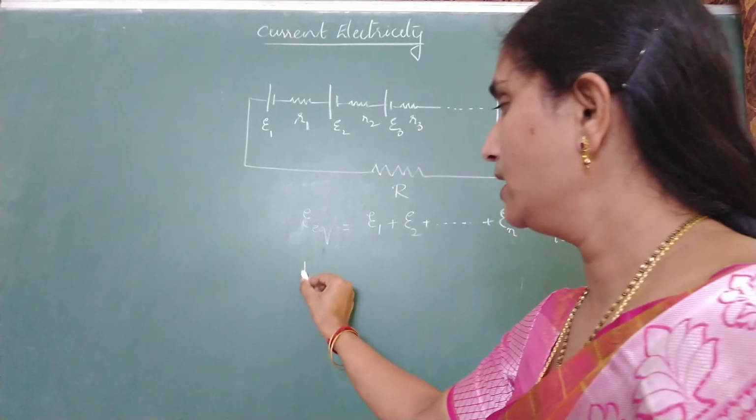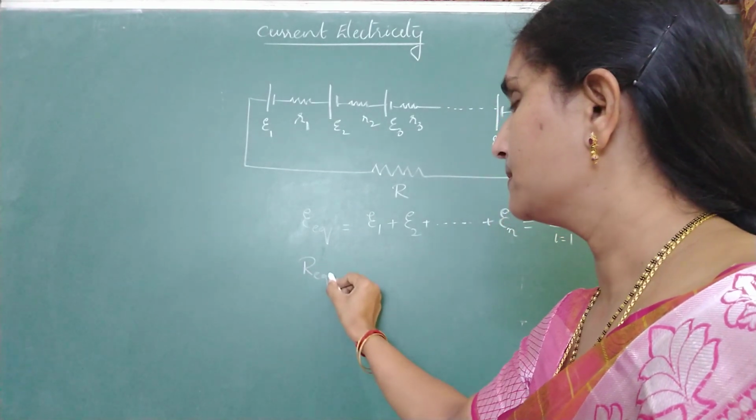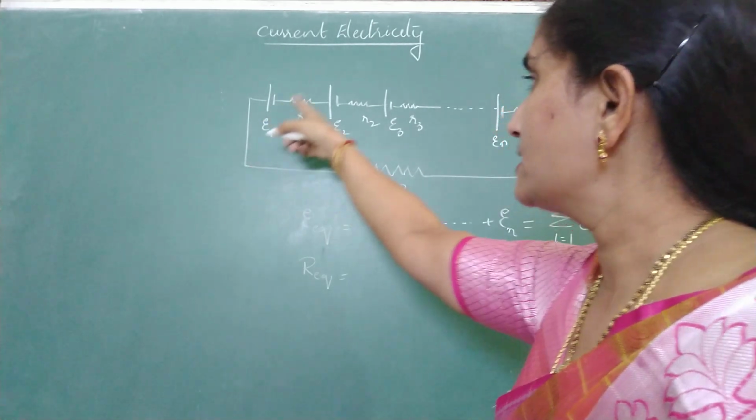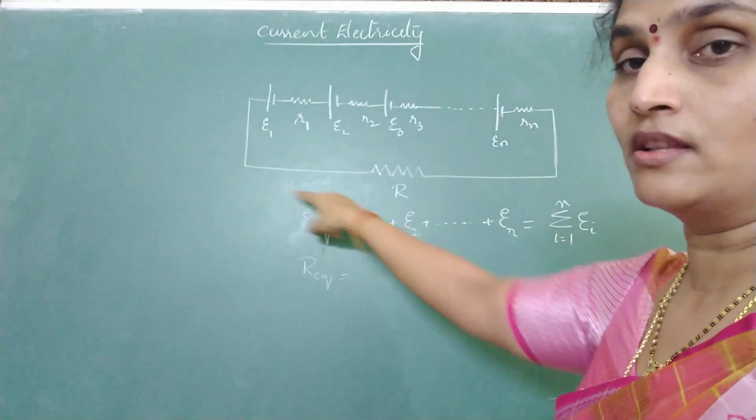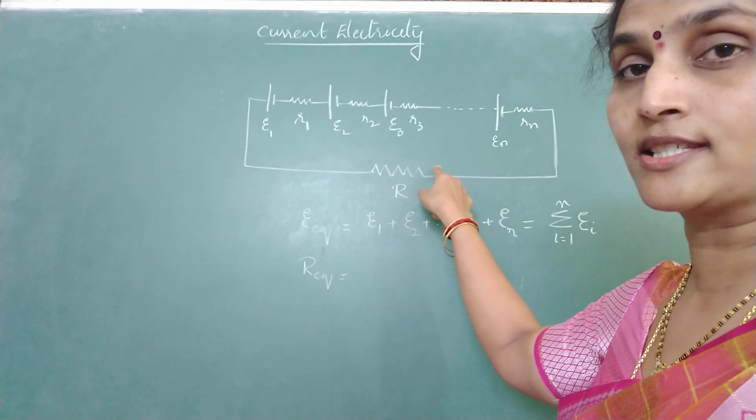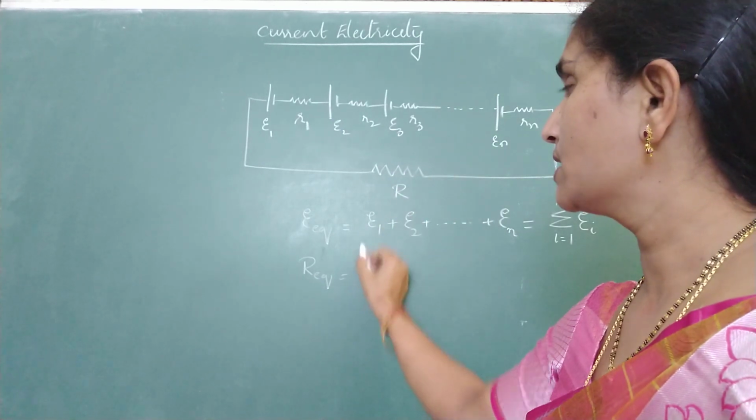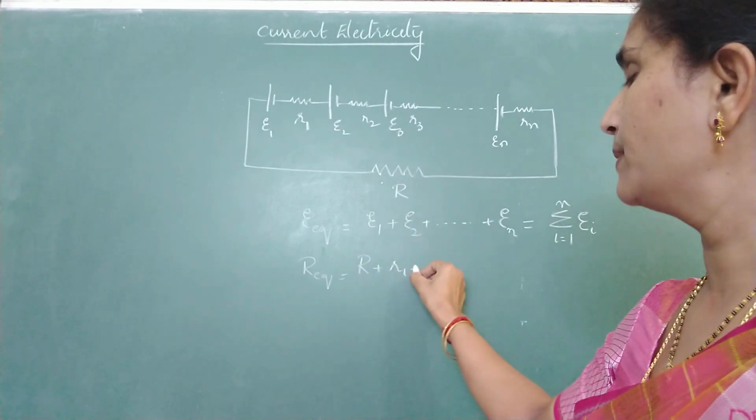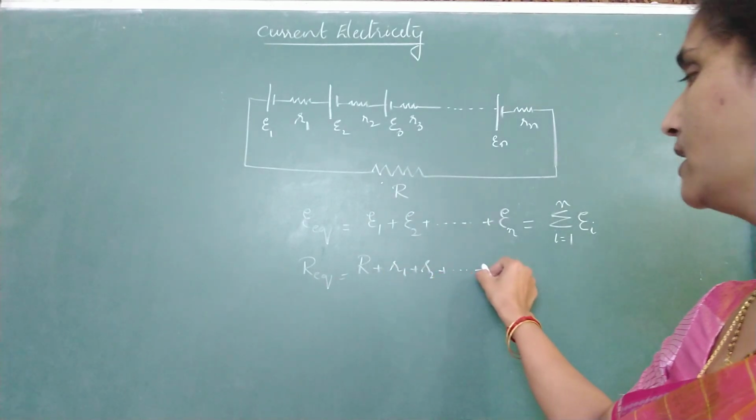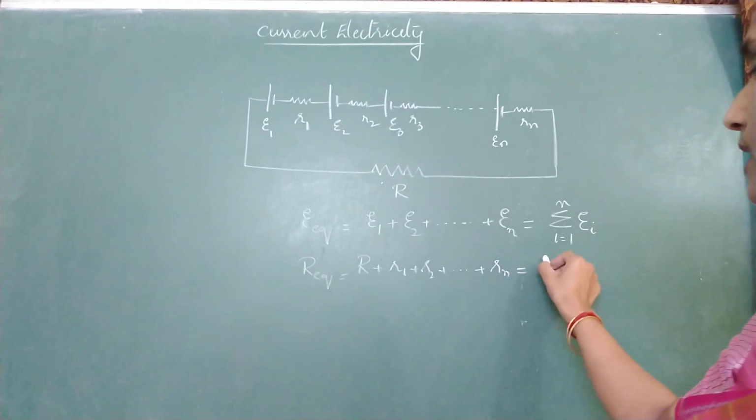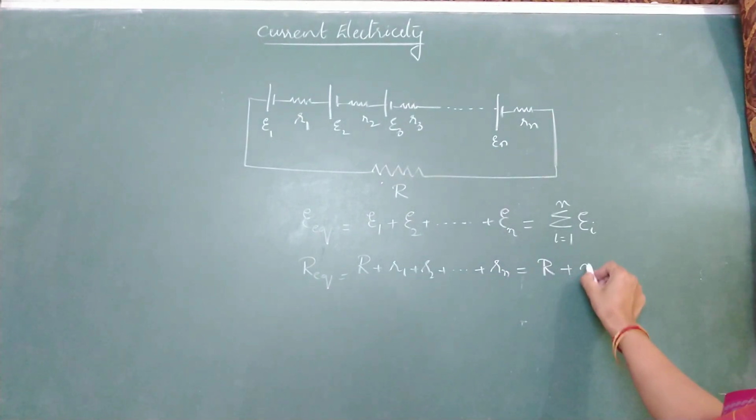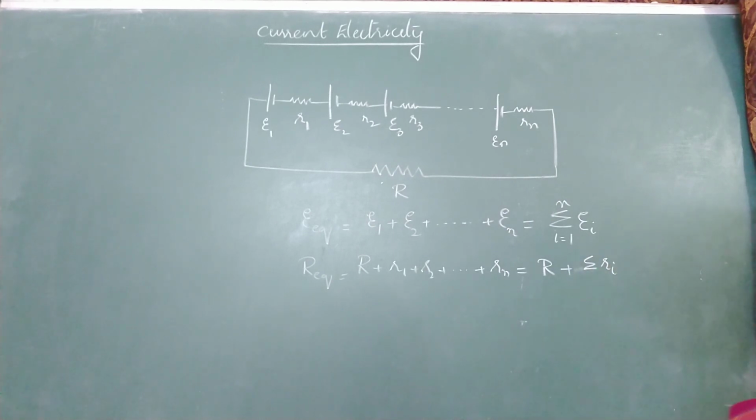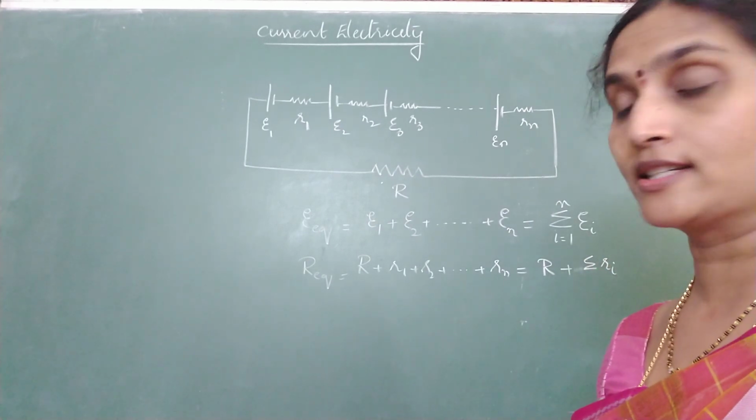Then what will be the total resistance of this combination? The external resistance is capital R and all these resistors are connected in series. So in this closed loop, if you add all the resistances, the total resistance becomes external capital R plus R1 plus R2 and so on up to Rn. That is capital R plus sigma of Ri, the sum of all the internal resistances.